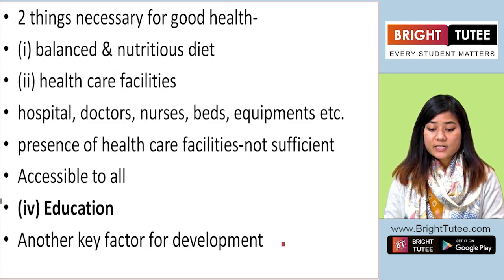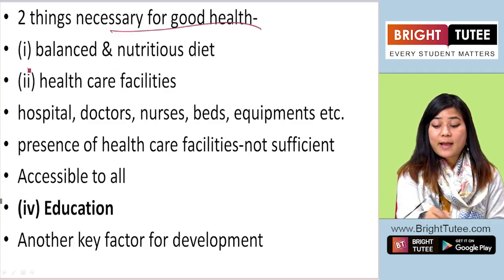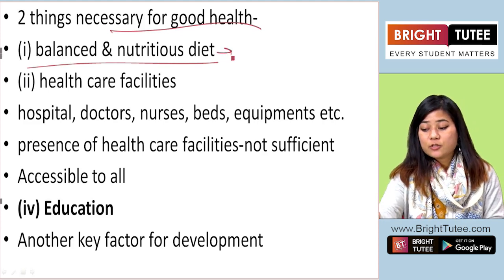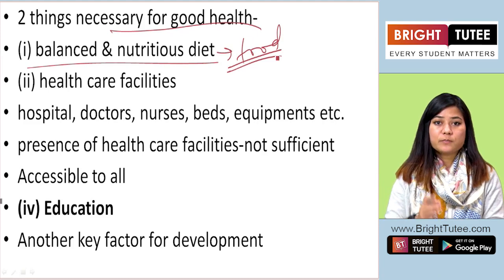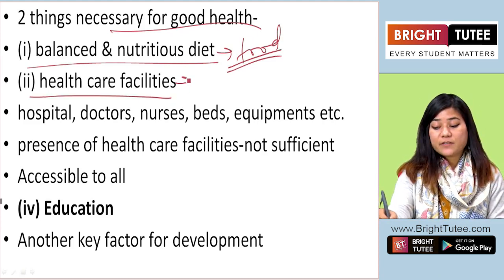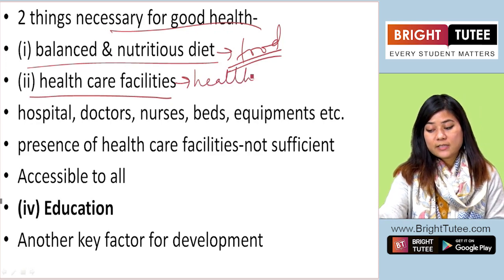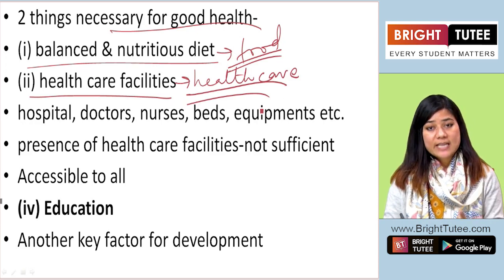Now, there are two things which are absolutely necessary for good health. Number one is a balanced and nutritious diet. So food is very important, but not just any food. It should be nutritious and balanced. The second one is healthcare facilities. So health care is very important. One is food and one is healthcare.